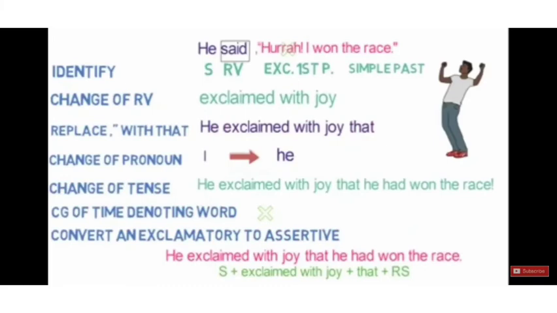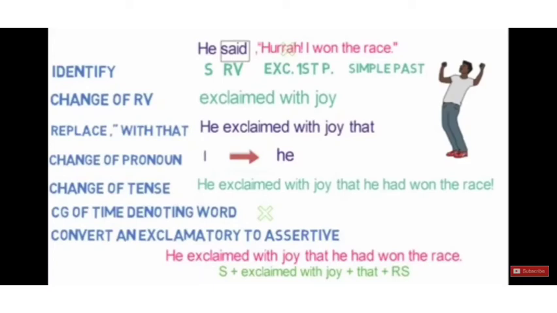See this example. He said, "Hooray, I won the race." Step 1 is to identify. Here, he is the subject. Said is the reporting verb and the pronoun is I. The sentence is in simple past tense and hooray is the exclamatory word. Step 2 is change of reporting verb. Hooray means the feeling of joy. So, we will replace the reporting verb said with exclaimed with joy.